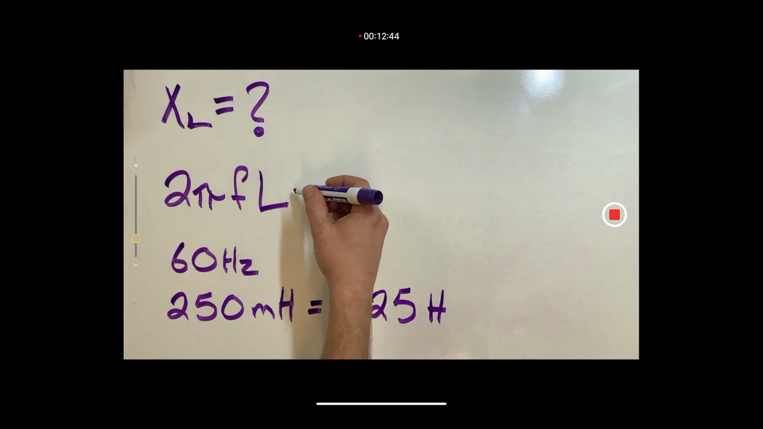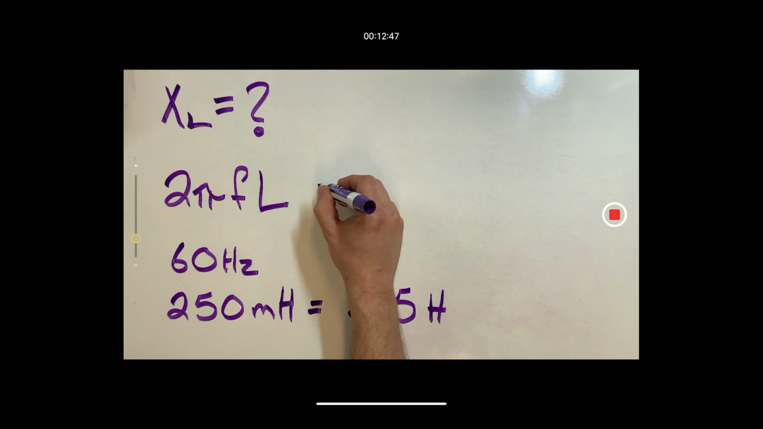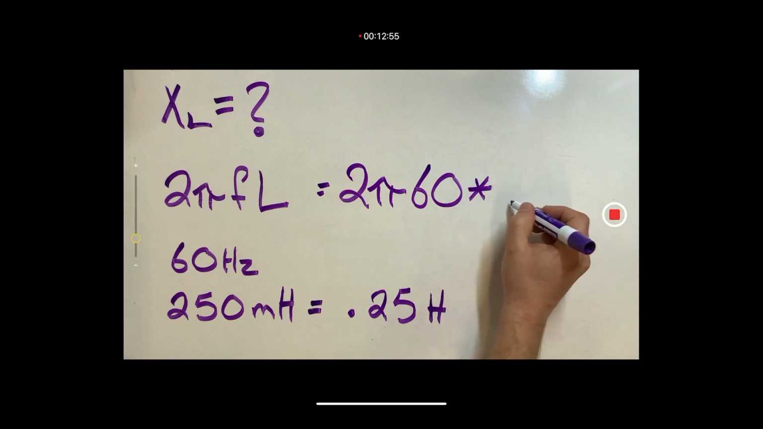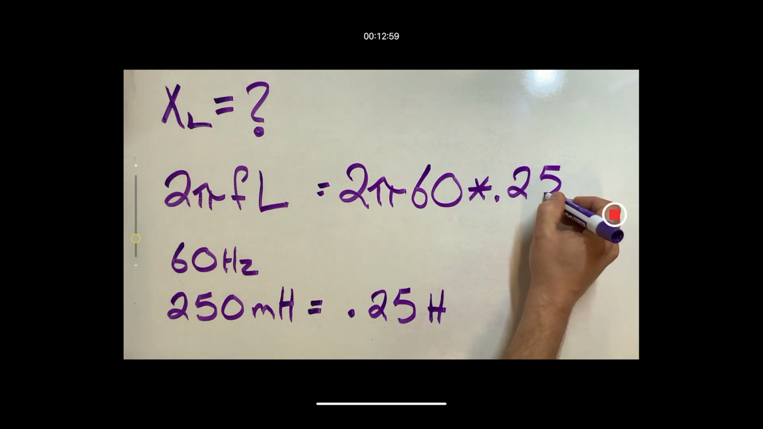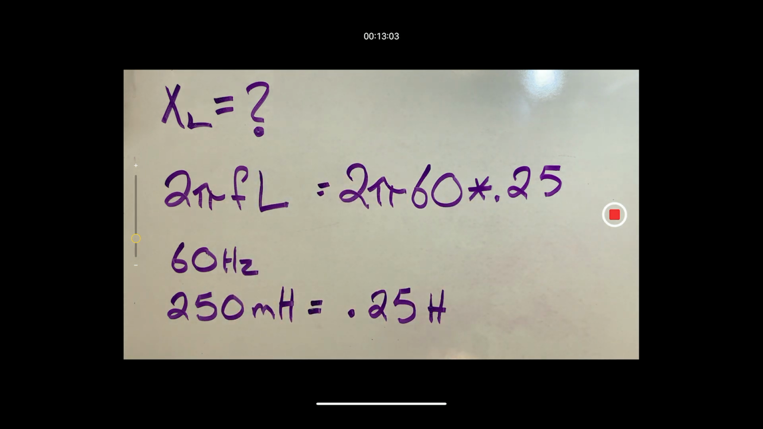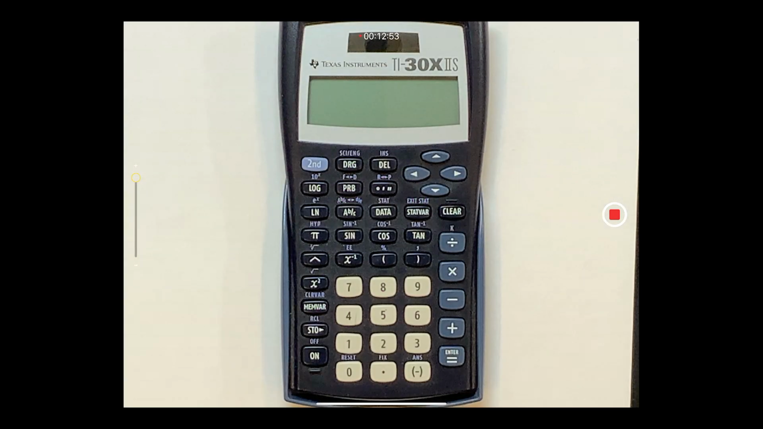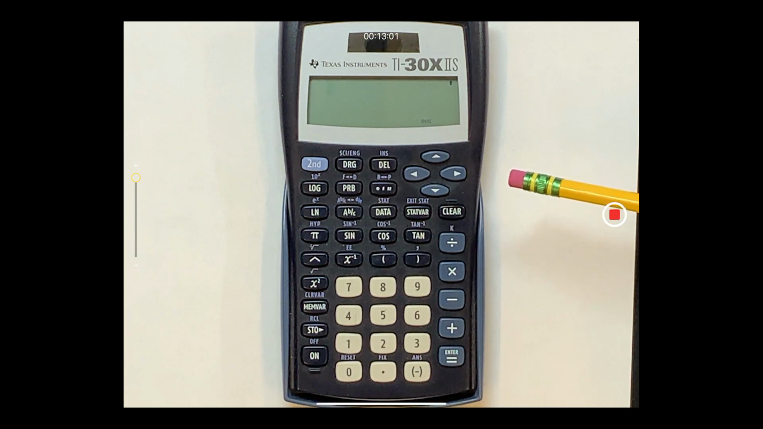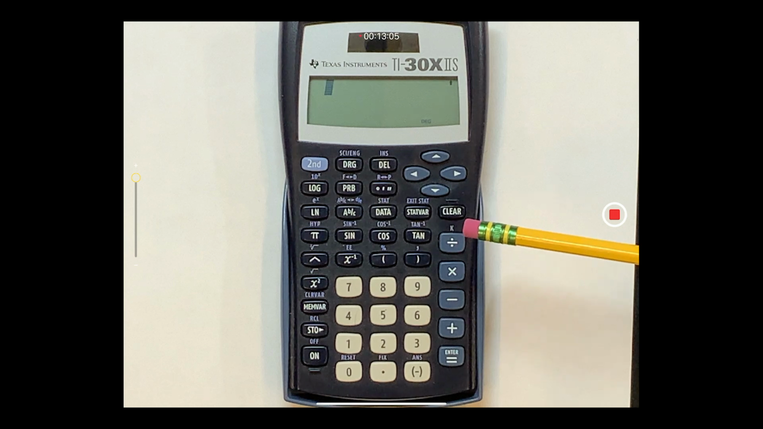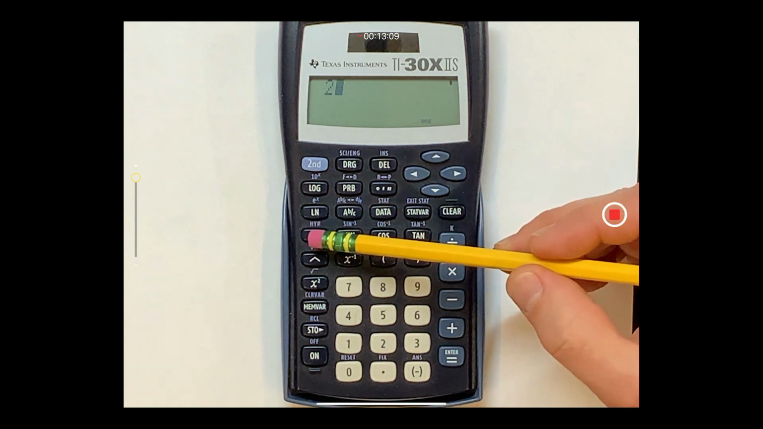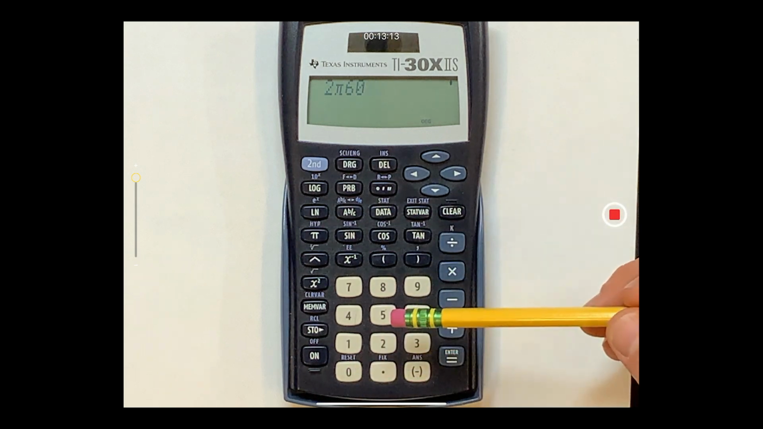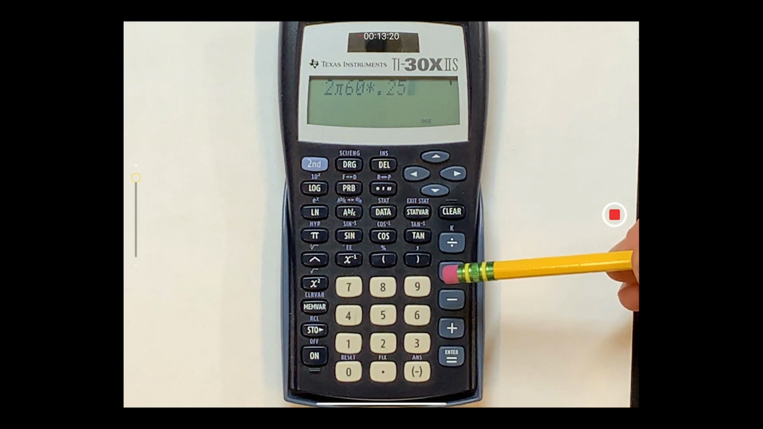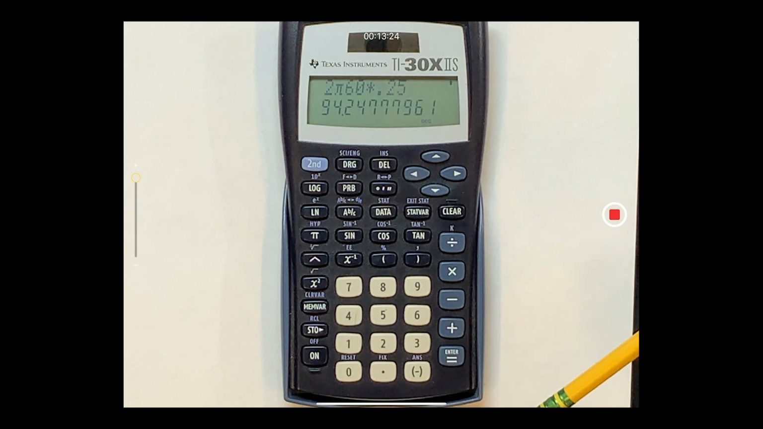Then it's just putting the components into this formula, where it equals 2 times pi times the 60 hertz times 0.25. That will give us the inductive reactance. I want to show you on the calculator how I would compute that as easily as possible. I hit the 2 key, the pi key, and then the 60 key for frequency. Then I hit the multiplication key to enter the 0.25 henries, and hit enter.